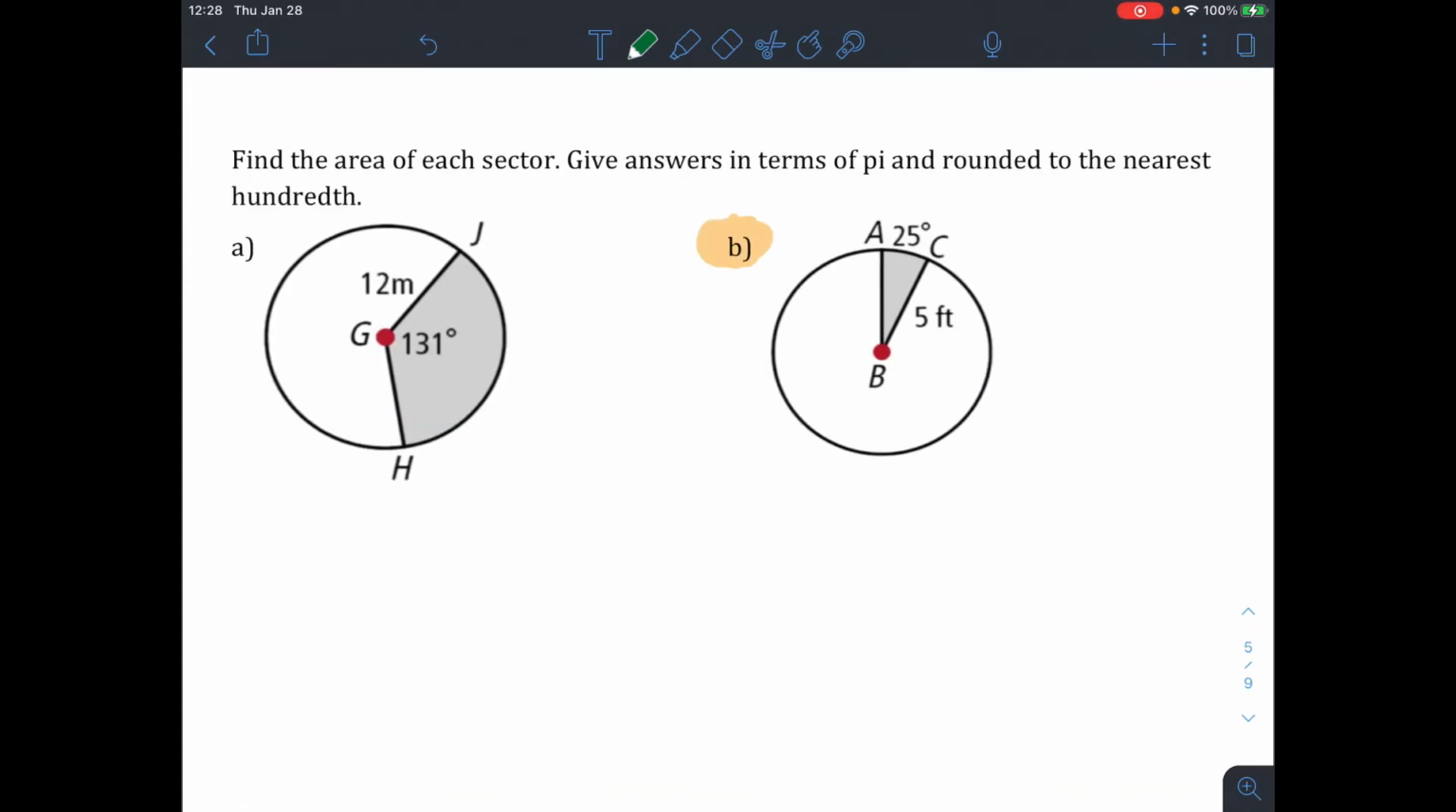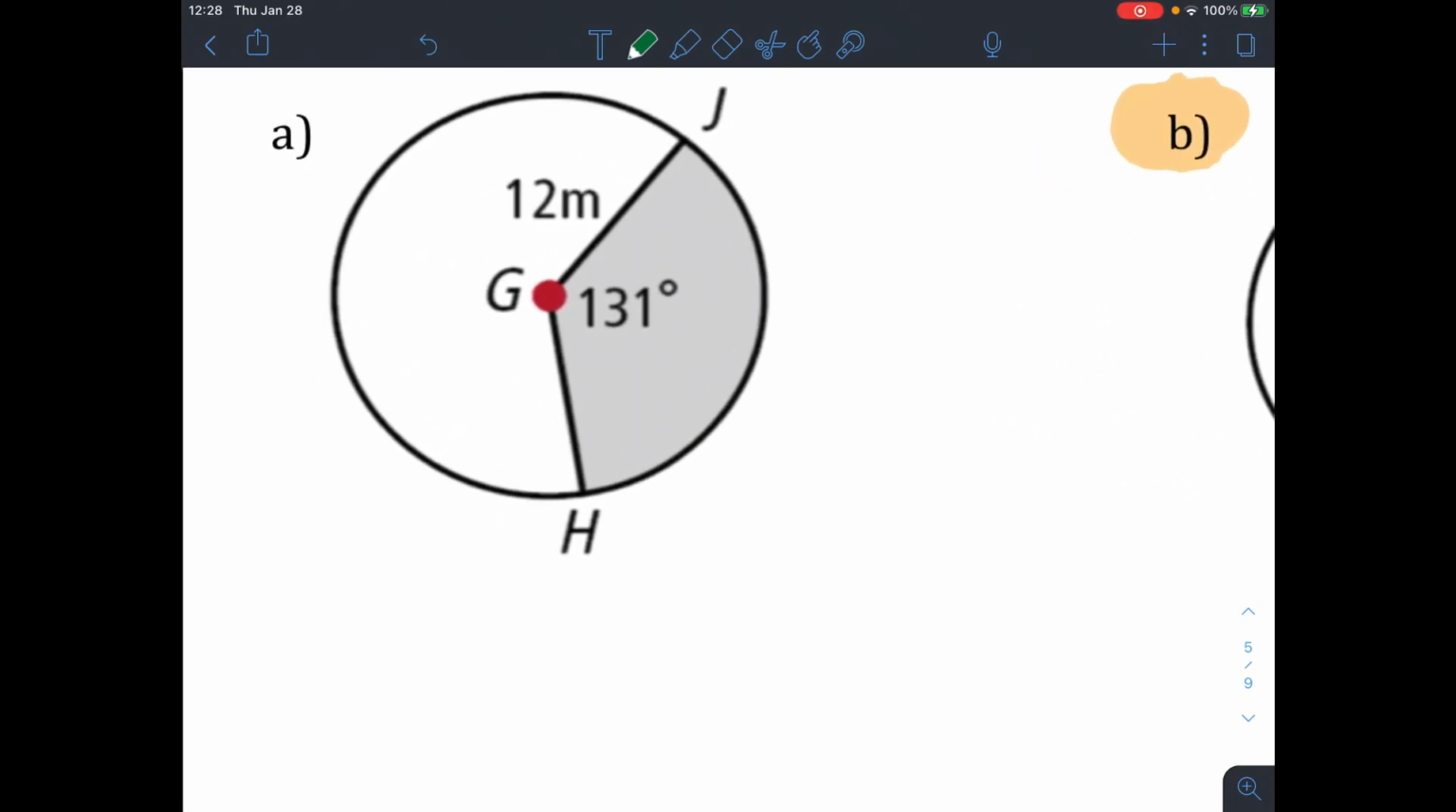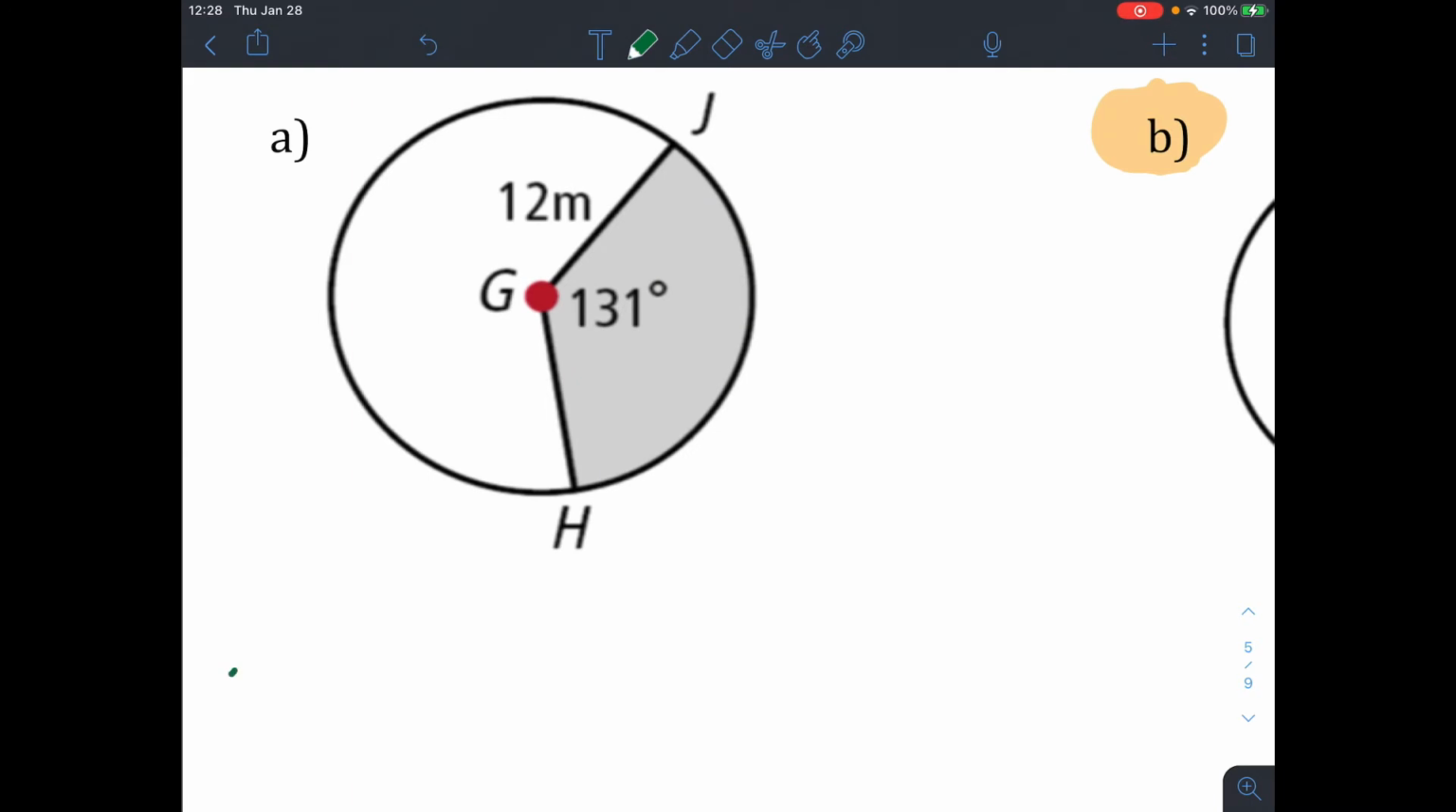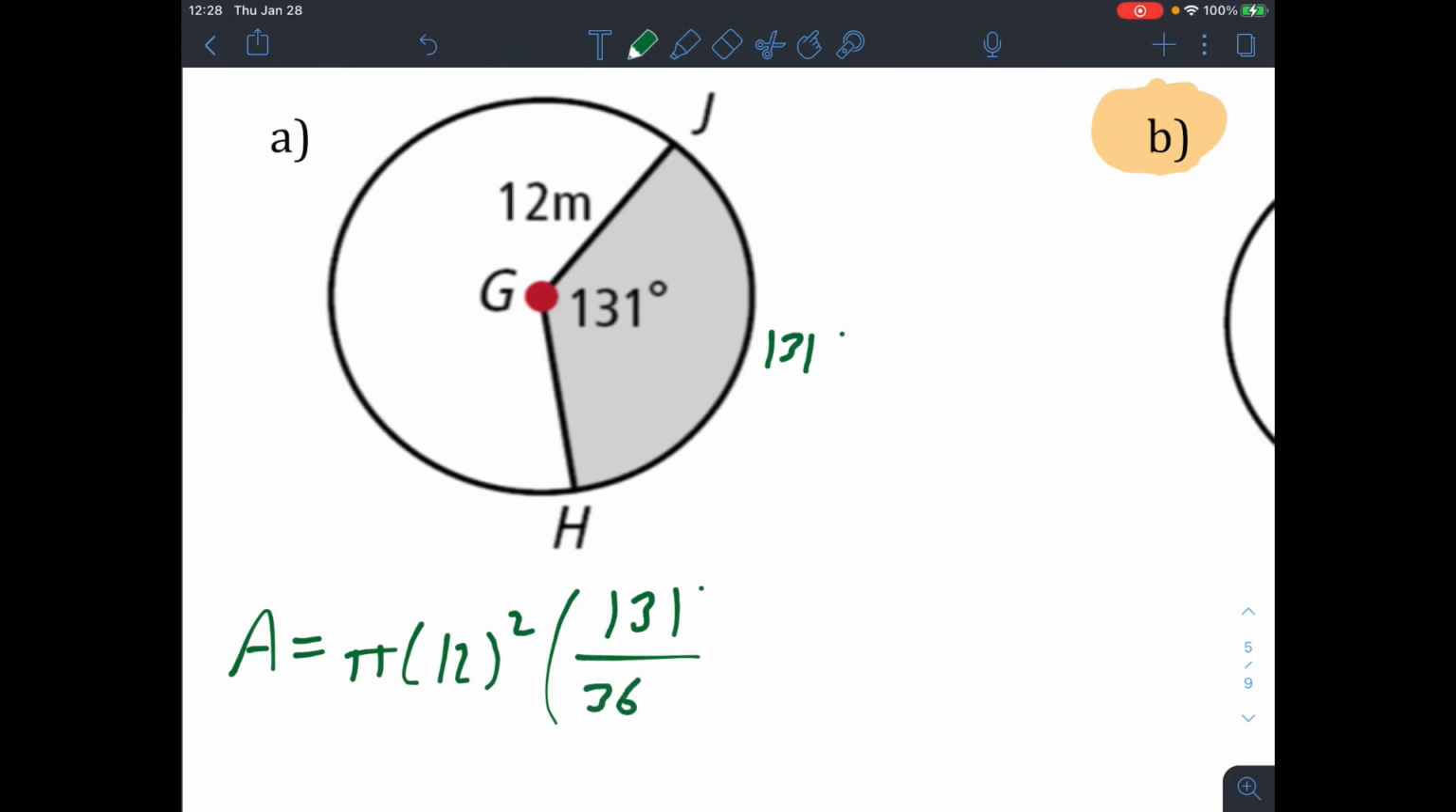So first, let's find the area of a sector. All right, so we want this gray sector, JGH. So our area is going to be pi times the radius squared. That's just our area of a circle. But now, just because we want that piece of the pie, we're going to multiply it by the measure of the angle or the arc. Remember, the angle and the arc are the same. And divide that by 360.